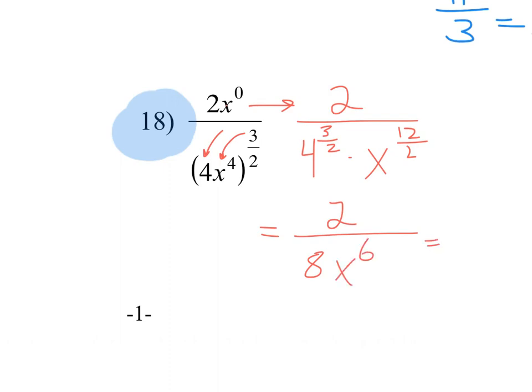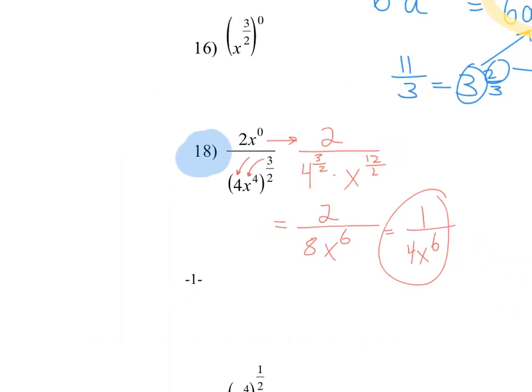And my final step here, I can simplify 2 over 8. I can write this as 1 divided by 4 times x to the 6th. I know I'm done. All my exponents are integers. Nothing's negative. And I can't simplify any of my fractions any further.